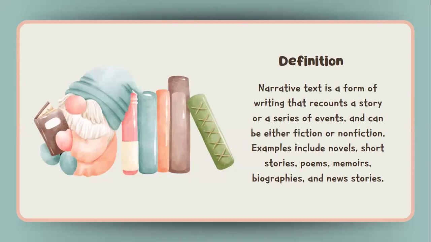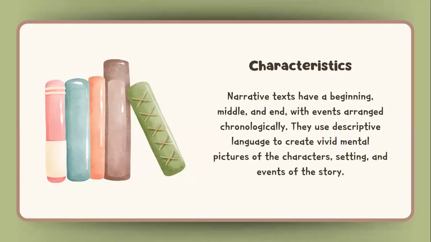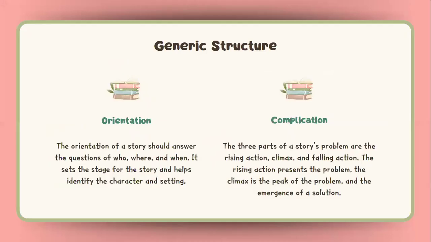We are going to talk about the definition of narrative text. You can see from your board, narrative text is a form of writing that recounts a story or a series of events and can be either fiction or non-fiction. Examples include novels, short stories, poems, memoirs, biographies, and news stories. And the next is characteristics. Narrative texts have a beginning, middle, and end. Yes, it's kind of a common characteristic for text. With events arranged chronologically, they use descriptive language to create vivid mental pictures of the characters, setting, and events of the story. The purpose is to entertain the readers.